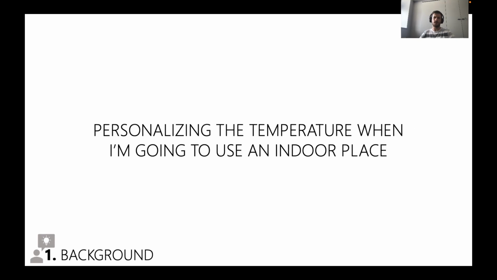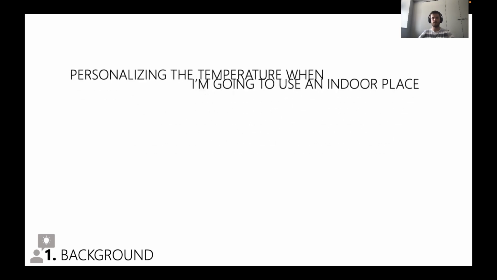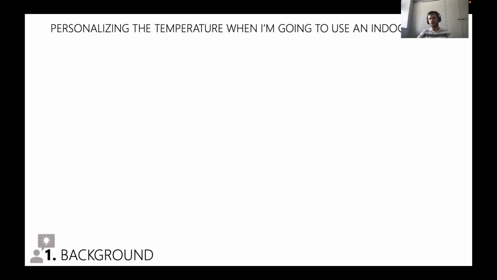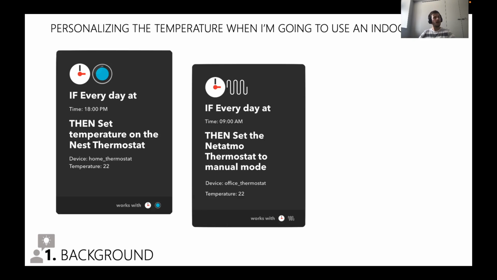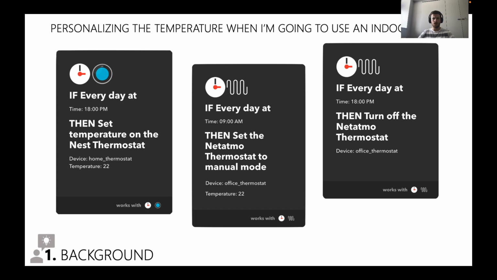As an example, let's suppose that I want to personalize the temperature of my indoor environments when I'm going to use them. By exploiting platforms like If This Then That, I have several possibilities. I can start by setting the temperature on the Nest thermostat in my home at a given hour. And I can do the same for the Netatmo thermostat in my office. Obviously, I can use such an approach for different times of the day, for example, to turn on the office thermostat in the morning while turning it off in the evening.